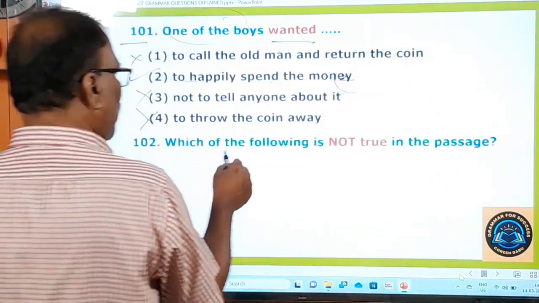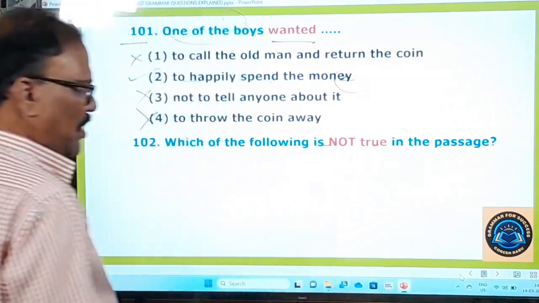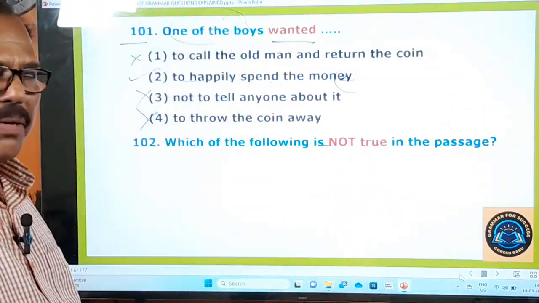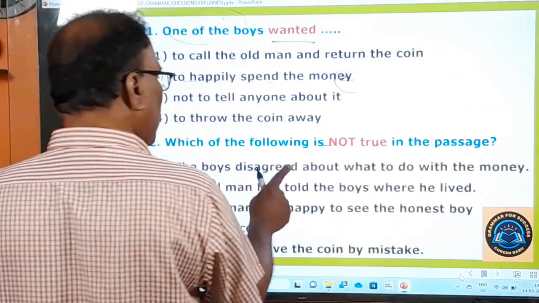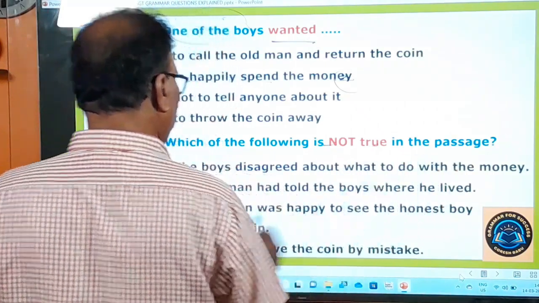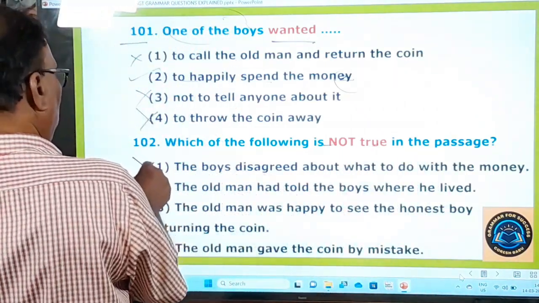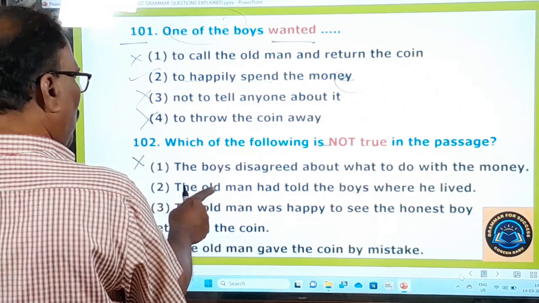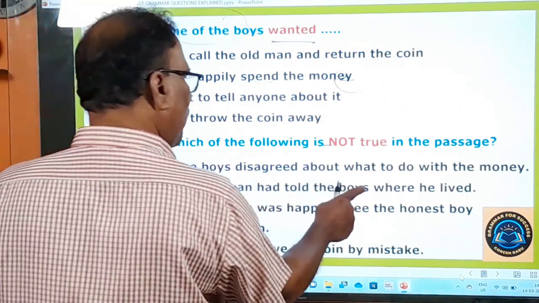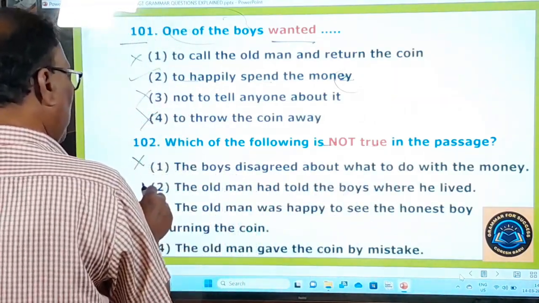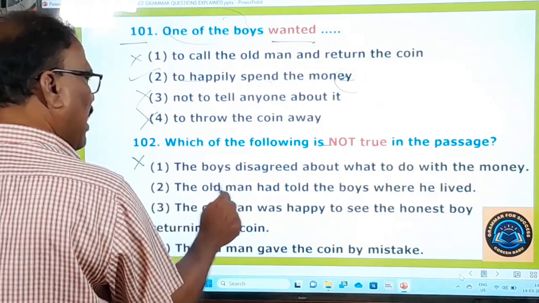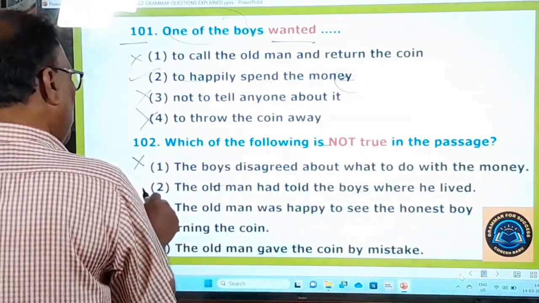102. Which of the following is not true in the passage? What is that? The boys disagreed about what to do with the money. This is true. The old man had told the boys where he lived. No. This is not true. The old man had not told the boys where he lived. So this is the right one.